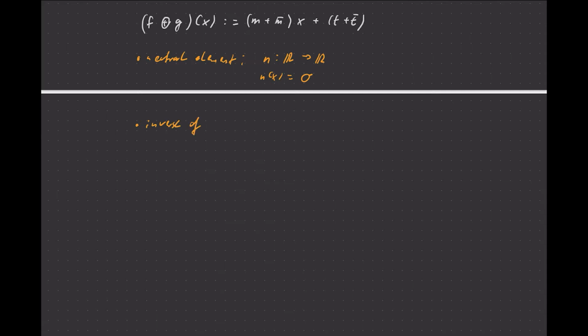What about the inverse? Let's say we have a function f of x of the form mx plus t, and we want the inverse of that. Well, the inverse minus f is then simply the function minus m times x plus minus t. Because if we add those two functions, this one and this one, using this definition of addition, then the result is 0 times x plus 0, so we get our neutral element n.